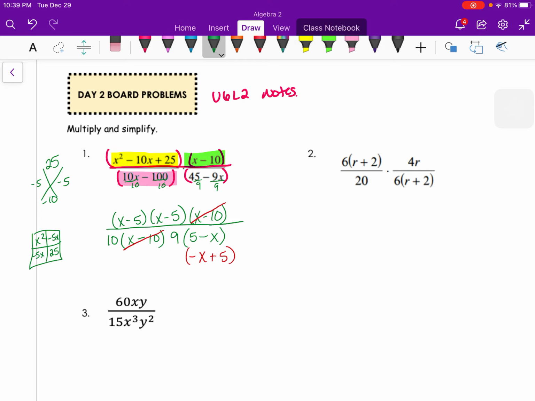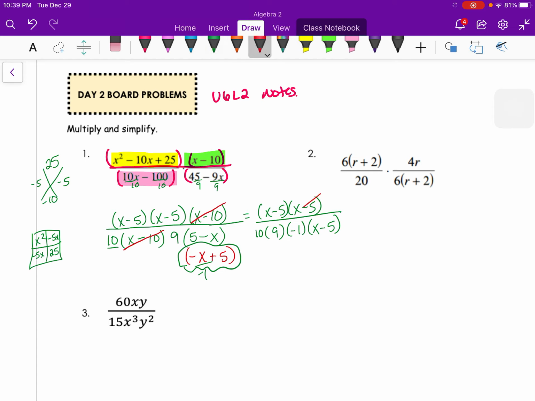So rewrite this as, I'm just going to rewrite it again, x minus 5 on top times x minus 5 on the bottom. I'm going to have a 10 times a 9, and then I'm going to factor out a negative 1 from this. And that's going to leave me with negative x divided by negative 1 is x, and 5 divided by negative 1 is negative 5.